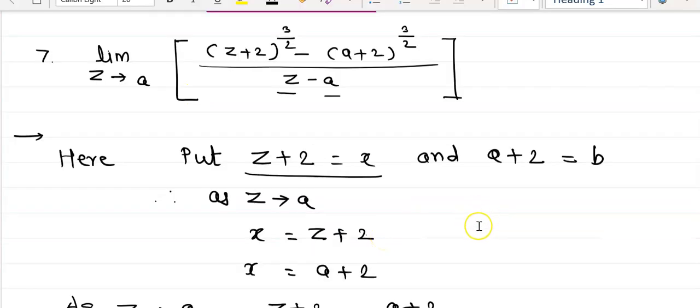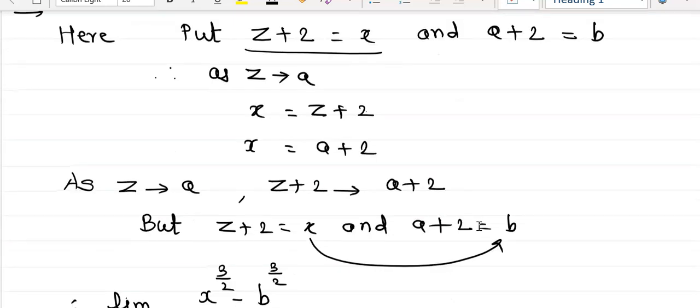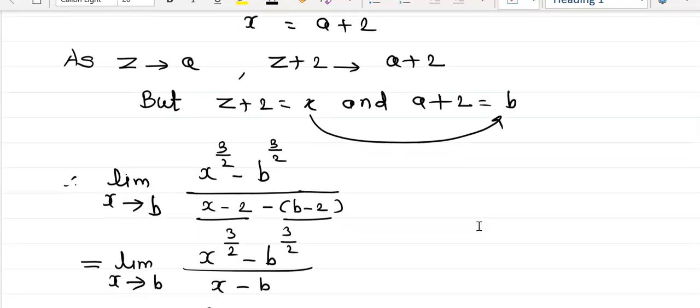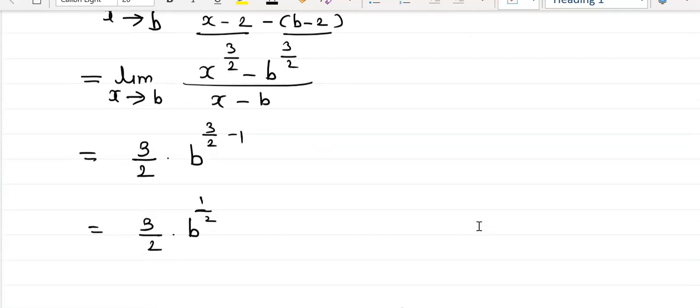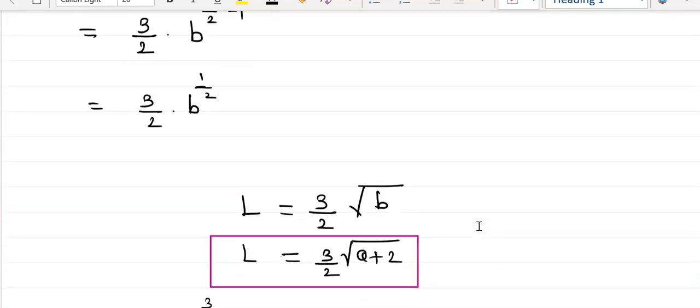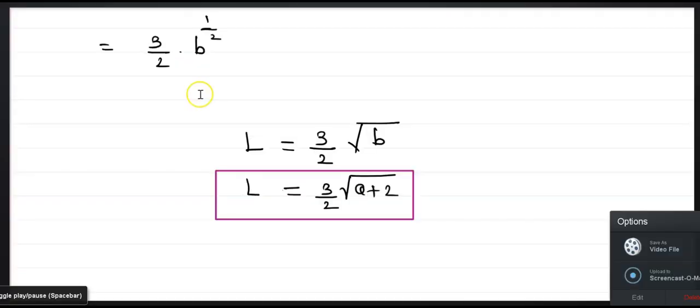You can also see the whole answer how I had written it. And therefore this is the final answer. Now we'll see the next problem, that is problem number 8.